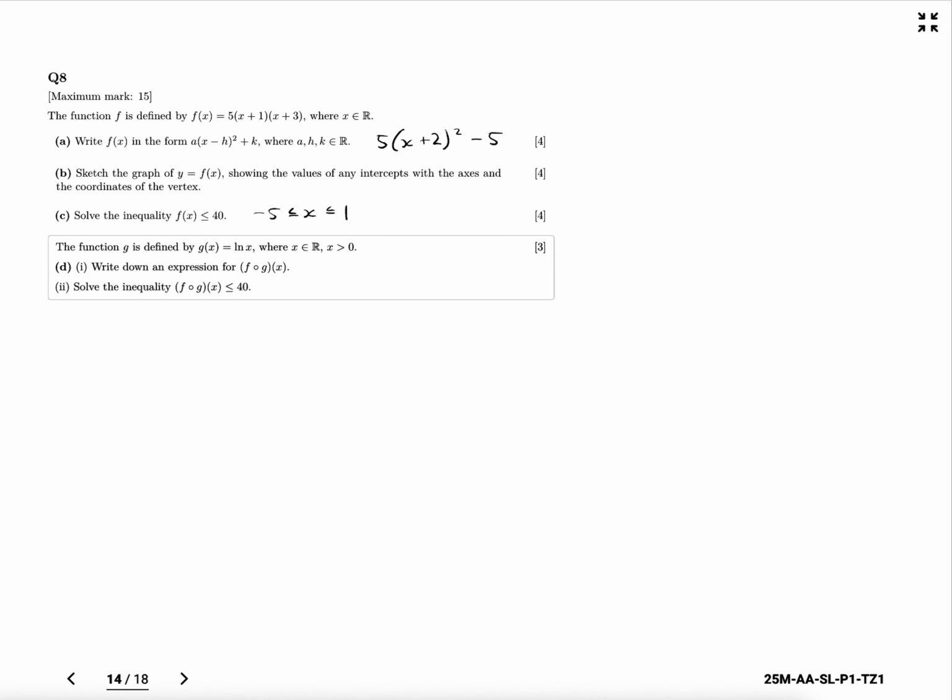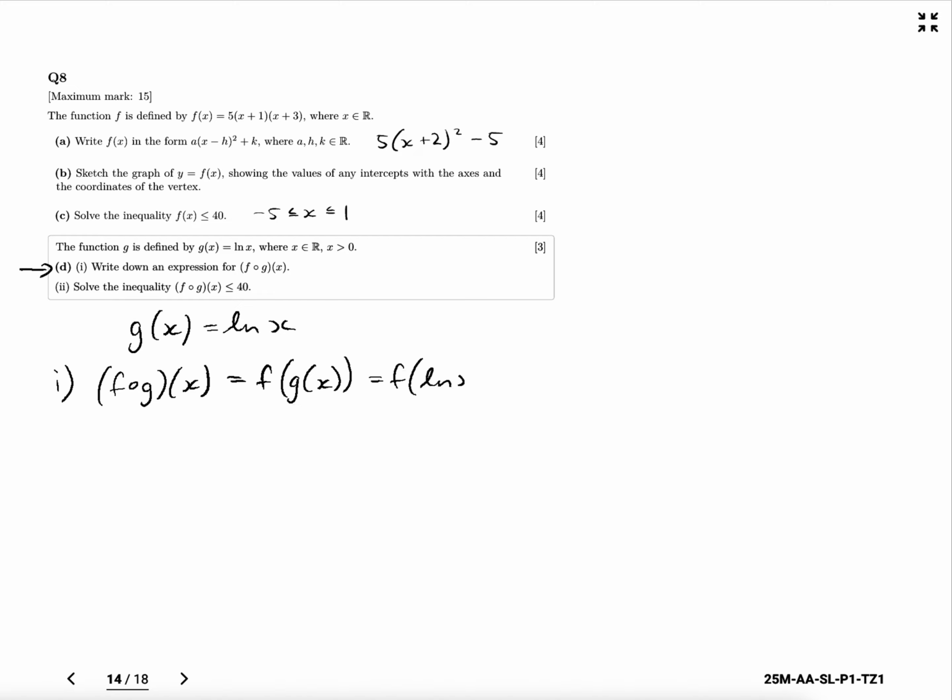Okay, so part D, the function g is defined by g of x equals ln x, where x is a real number greater than 0. And we have to write down an expression for f∘g of x. So this is a composite function. It means the function f of the function g of x. And g of x was ln x. So we're going to substitute ln x instead of x in the function. And let's use this form. So we have 5 times (ln x plus 2) squared minus 5.